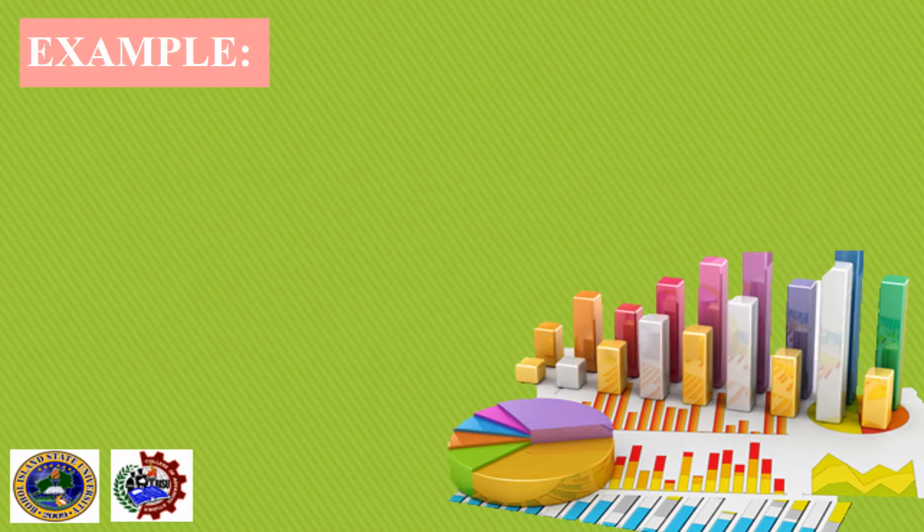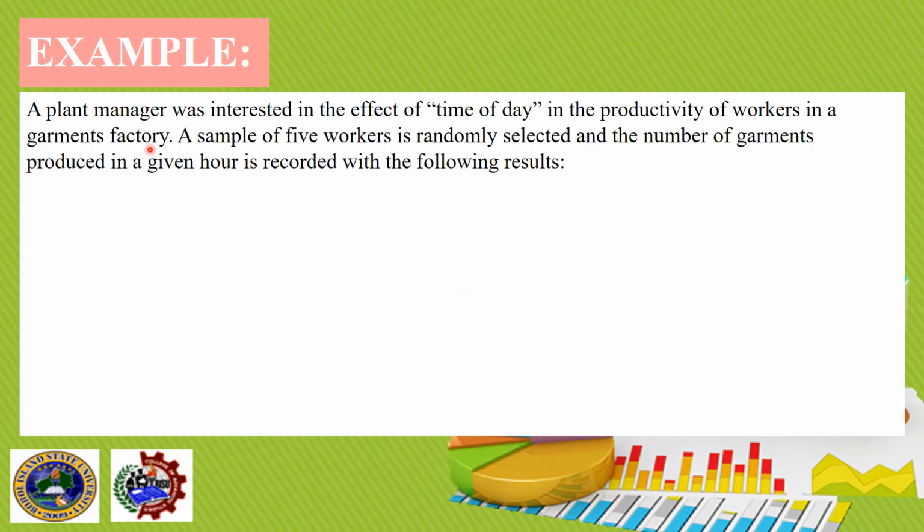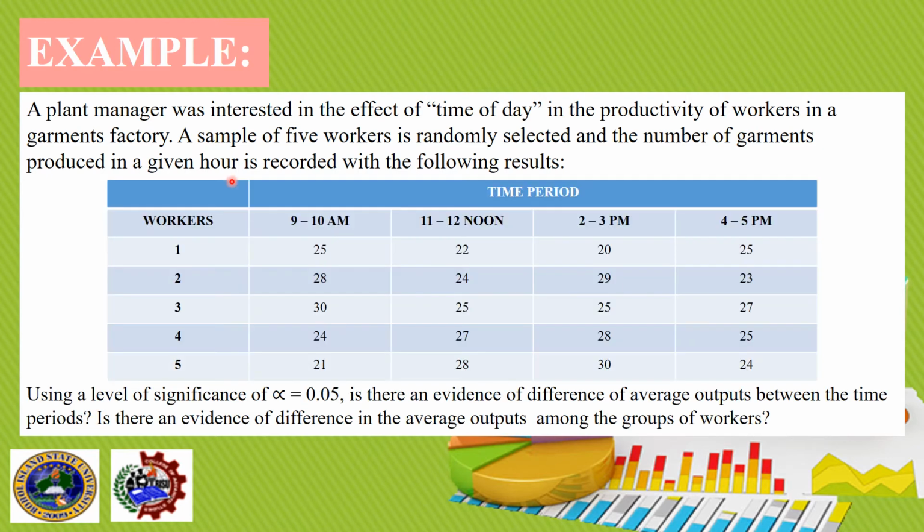So to further understand this concept, we will try to solve this example. A plant manager was interested in the effect of time of day on the productivity of workers in a garments factory. A sample of 5 workers is randomly selected, and the number of garments produced in a given hour is recorded with the following results. This table shows the number of garments that are produced in a given hour. There are 4 time periods and there are 5 workers.